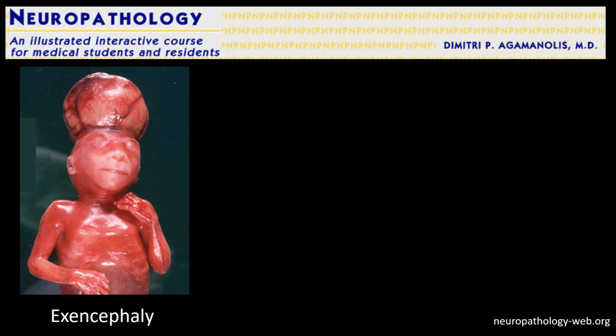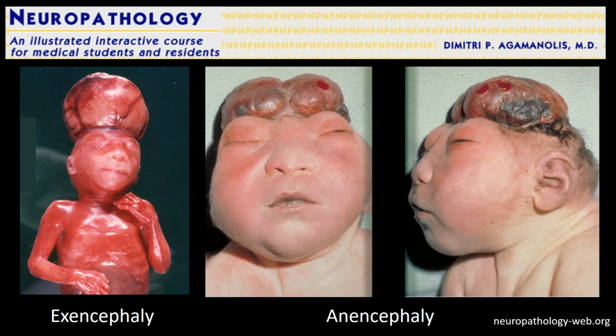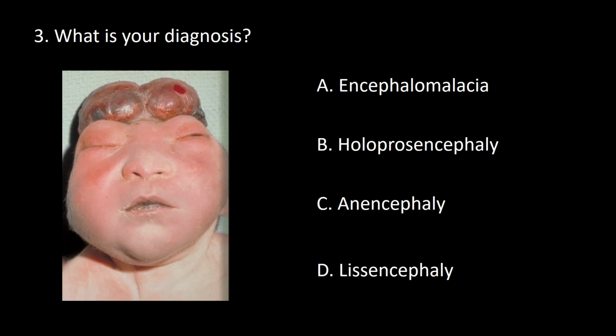When things go wrong and the anterior neuropore fails to close, to induce mesenchymal skin closure, or both, then we have as a consequence an ill-formed prosencephalon that grows outside the skull. This is called exencephaly. In such cases, the nervous tissue exposed to amniotic fluid is gradually destroyed, leading to anencephaly. So the answer to this question is C.